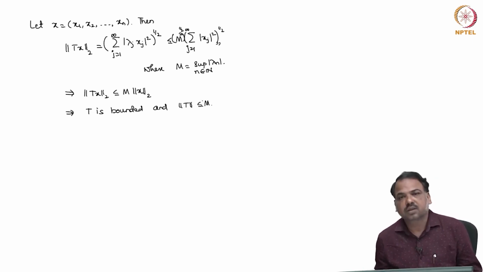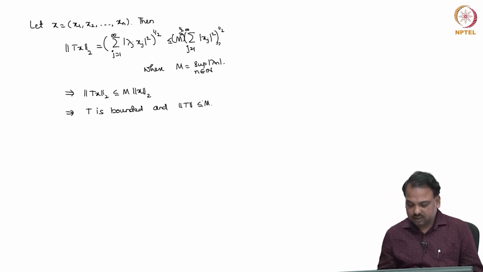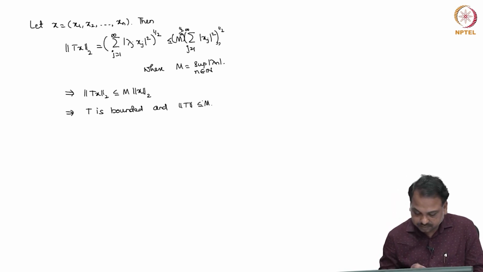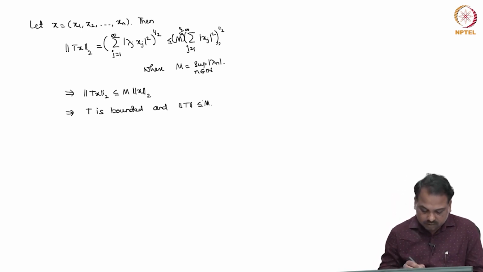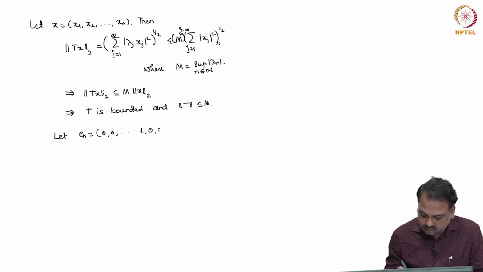Now the question is: can this inequality become equality? So let us look at that part. Let e_n be the sequence 0, 0, 0, 1, with 1 in the nth place and all remaining positions 0.